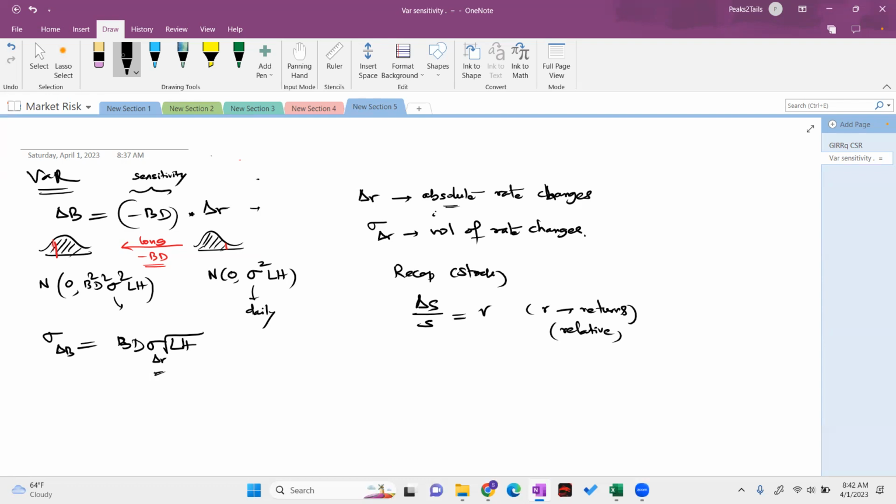Okay. So here we used to do delta S is equal to S times R. S becomes the sensitivity. And when we define the distribution, it is for the returns. That gives the distribution for change in stock price. This is just a scalar. Here the scalar is this B times D.